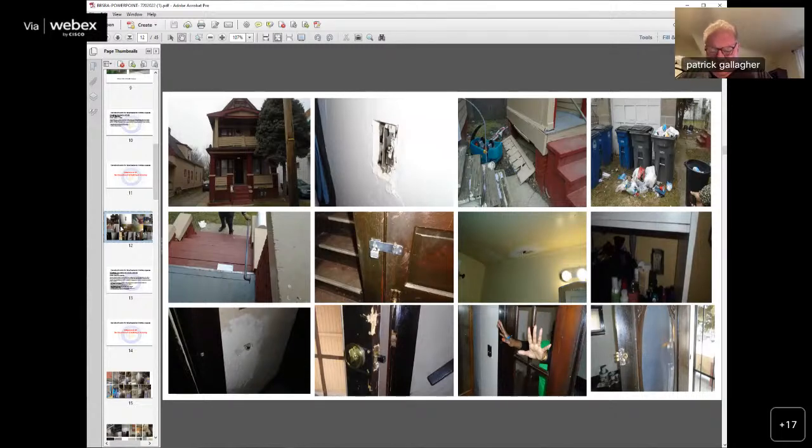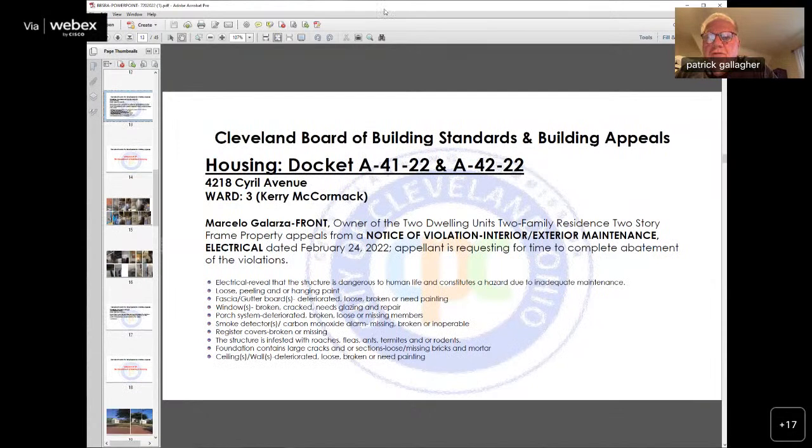Okay, we'll do the next docket, A4122, 4218 Cyril Avenue. We should pull these together. We have an A4122 and an A4222, and they're front and back properties at 4218 Cyril Avenue. Application and fees are in order. Notice of violations is electrical and interior and exterior maintenance, issued on February 24th of 2022. Appeal statement received March 22nd of 2022.